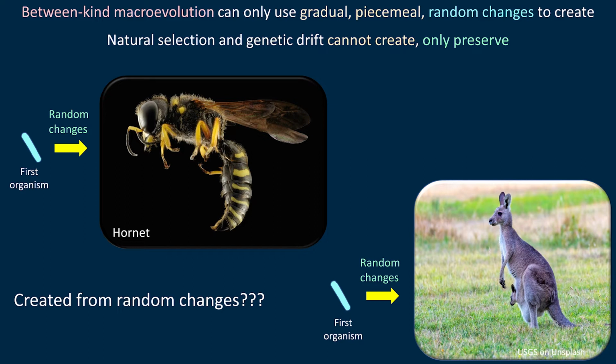So when we look at the possibility that a first organism went through just random changes and made all the biological complexity of the hornet, and we look at the possibility that a first organism went through all those random changes and created all the biological complexity of a kangaroo, to me this is overtly untenable, that creation from random processes could bring such order and beauty and complexity and interdependency together.